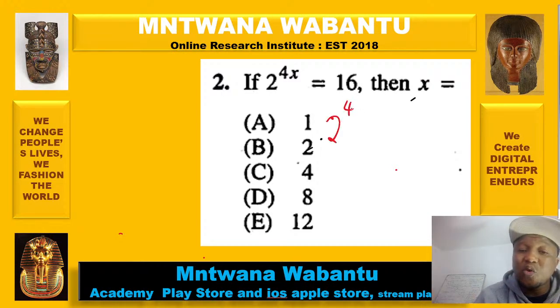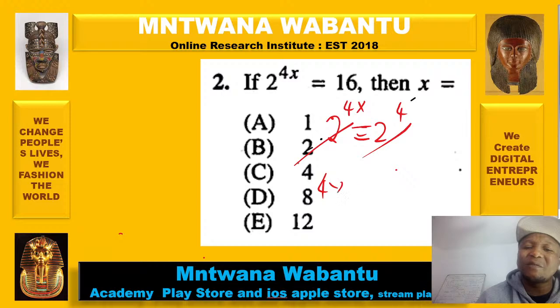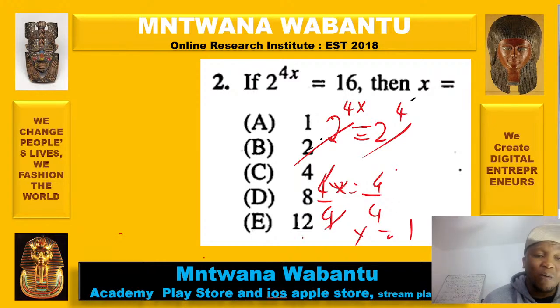So what you say is 2 power 4x equals 16. But what is 16? 16 is 2 power 4. So since there's an equal sign, base and base cancel, so we have 4x equal to 4. How are you going to get the value of x here? Divided by 4, divided by 4. This and this cancel. So x equal to 4 divided by 4 equal to 1. x equal to 1.